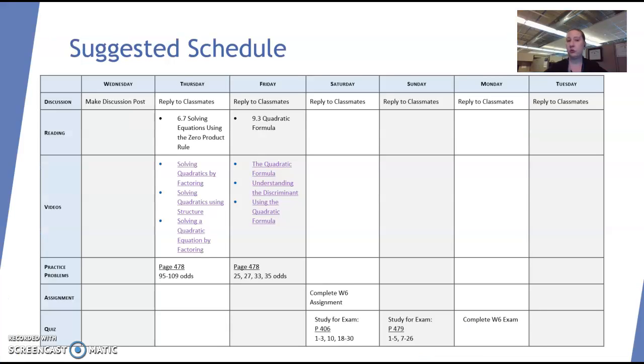So since we're only doing 2 sections this week, that gives you a lot of time to study for the exam, or if you need to, you can use that time to work on resubmissions or to play catch up. So this is my suggested schedule. I have picked out some problems to help you study for the exam for various sections. So there's plenty of time to catch up this week, and I recommend that you use that time.